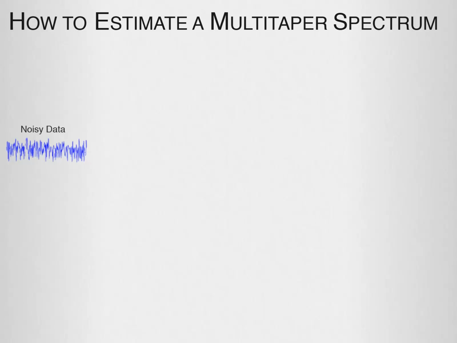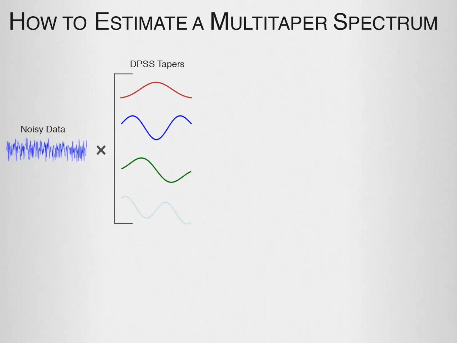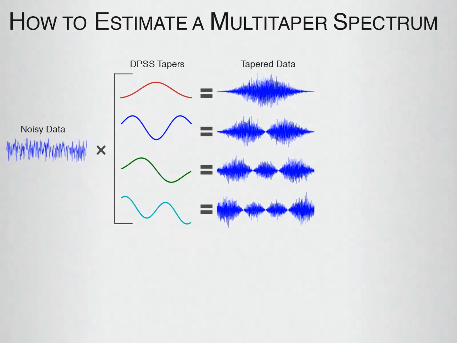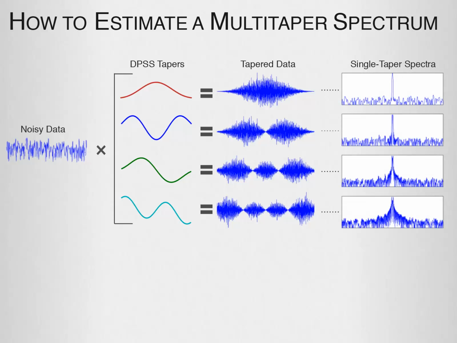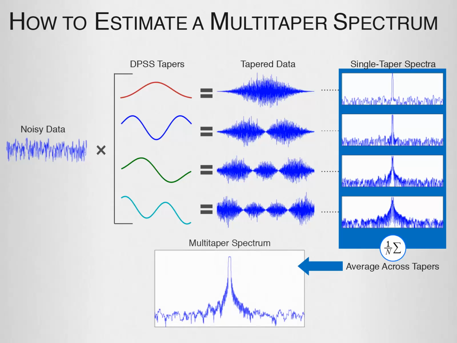Multi-taper analysis allows us to essentially take one noisy observation and, using these DPSS tapers, extract multiple independent projections of the data. We then compute the single taper spectra of each projection and average them to create the multi-taper spectrum. The multi-taper spectrum has a strong reduction in the side lobes, a very clear main lobe, and much less variance than either the periodogram or single taper spectrum.